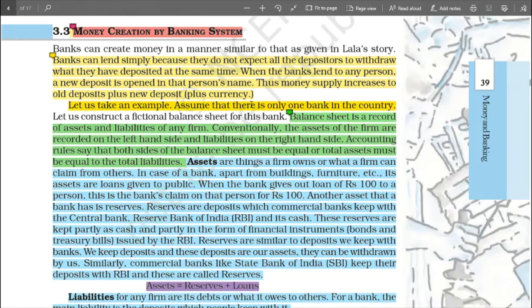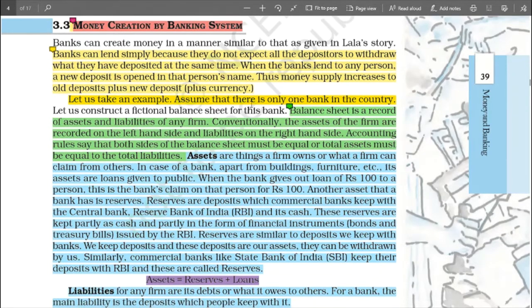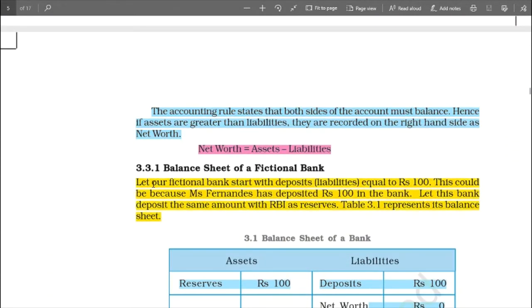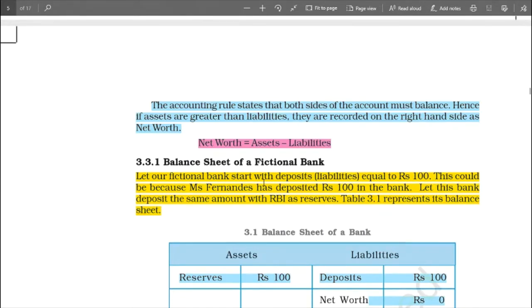Assume that there is only one bank in the country, and we have also learned about the balance sheet in an earlier video. Let's say that this bank has a deposit from the public equal to 100 rupees, and that deposit is a liability of the bank because it owes it to the person who deposited this amount. It's not the asset, it's the liability.